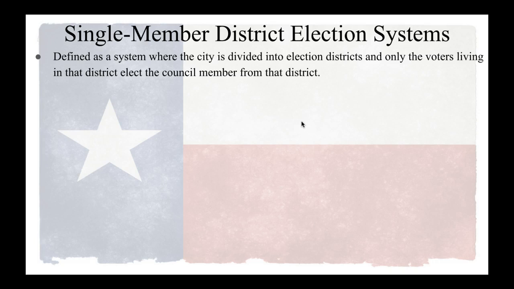So you have a city. If there's 7 members on your city council and one of them is the mayor, it can be divided up into 6 equal districts, and whatever district you live in, that's the only person you vote for in the election. You don't vote for all members of the city council. You only vote for your member of the city council.